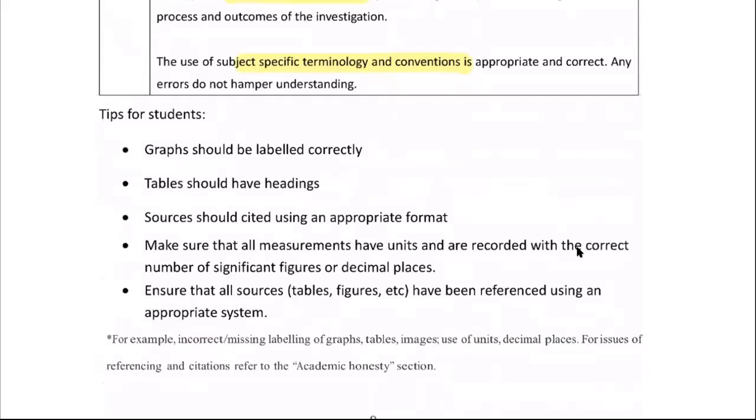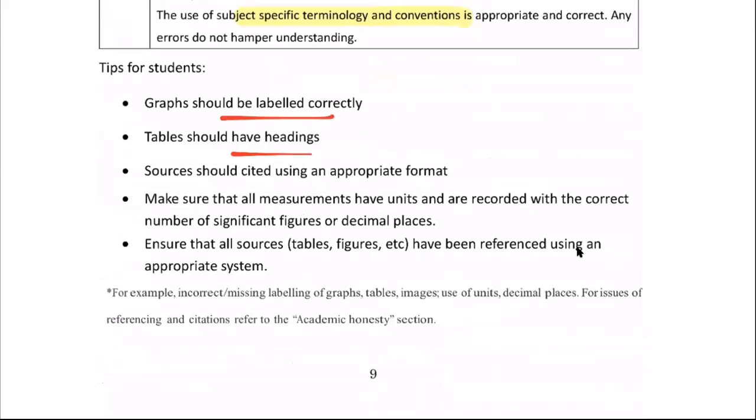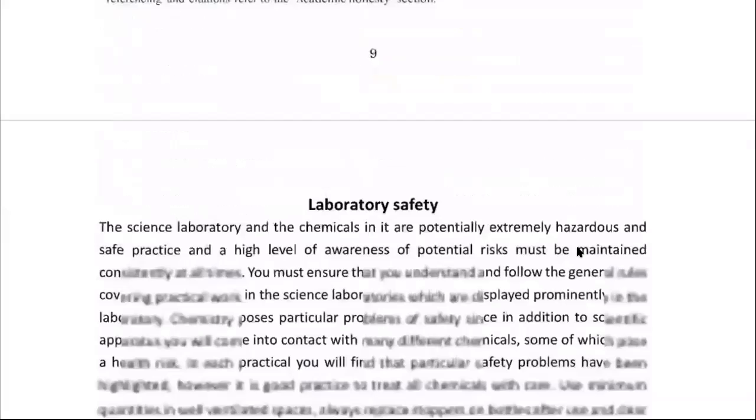This includes things like labeling. So graphs should be labeled, tables should have headings, sources should be cited in appropriate format. And we're going to talk about the format later on next week. It's similar to what you guys do in English papers. All measurements have units and are recorded with sig figs. Anything that's been referenced using an appropriate system, okay? So all that kind of stuff.